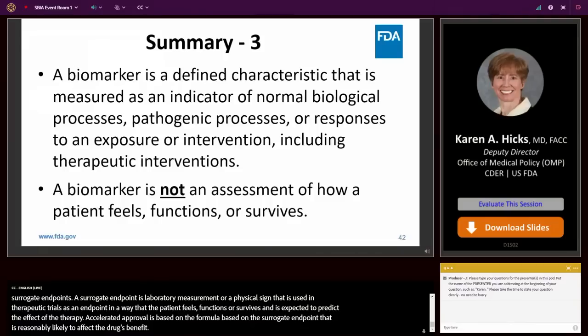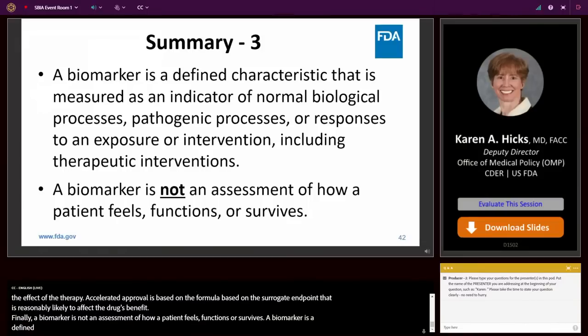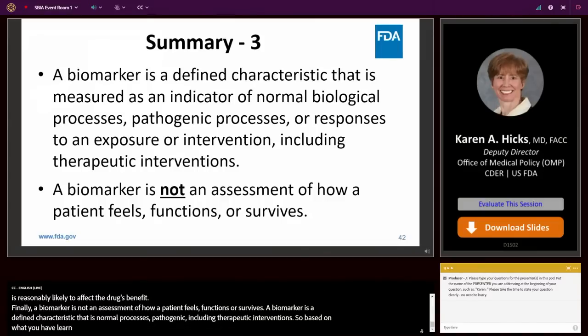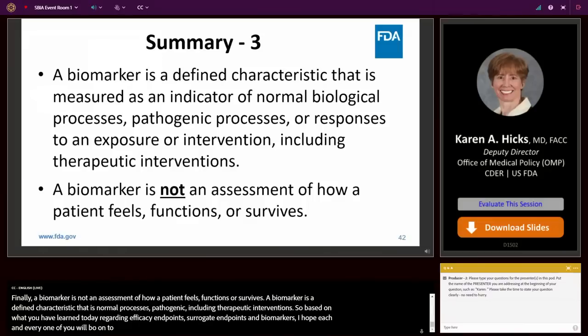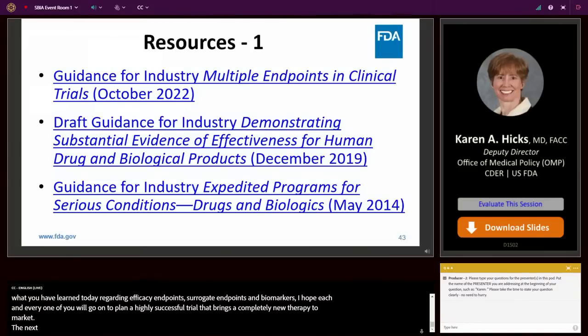And finally, a biomarker is not an assessment of how a patient feels, functions, or survives. A biomarker is a defined characteristic that is measured as an indicator of normal biological processes, pathogenic processes, or responses to an exposure or intervention, including therapeutic interventions. So based on what you've learned today regarding efficacy endpoints, surrogate endpoints, and biomarkers, I hope each and every one of you will go on to plan a highly successful trial that brings a completely new therapy to market. The next two slides provide you with a list of resources.